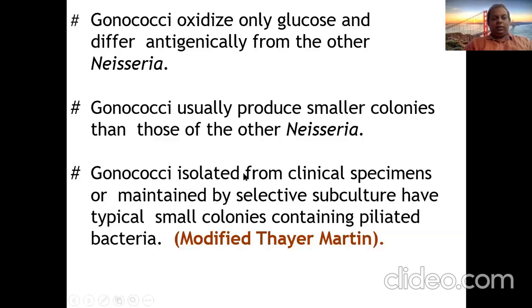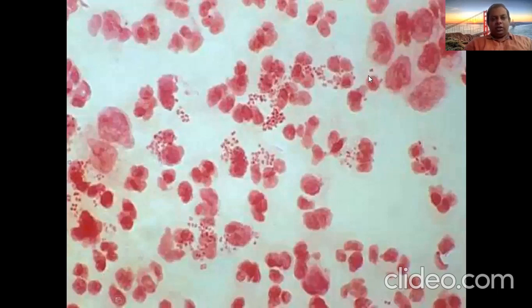Isolated from clinical specimens or maintained by selective subculture, they have typical small colonies containing piliated bacteria. So we use modified Thayer-Martin media for growth as well as storage. You can appreciate here the polymorphonuclear leukocytes, and here the diplococci can be easily seen.